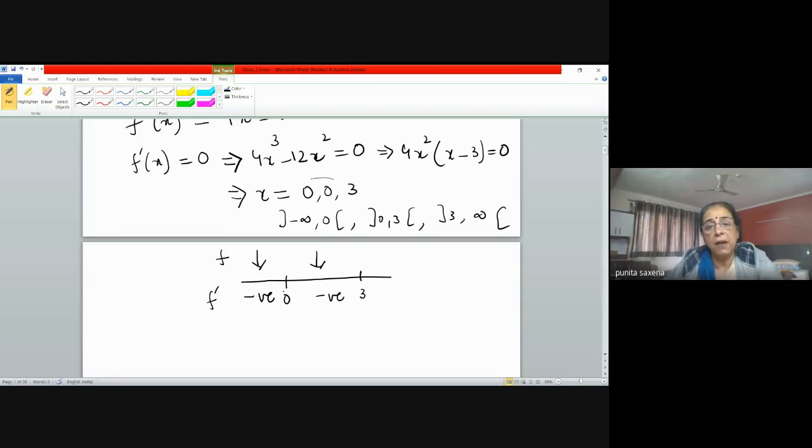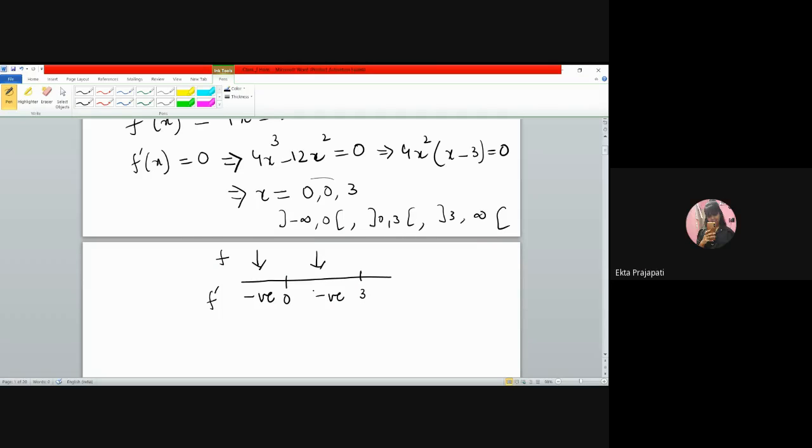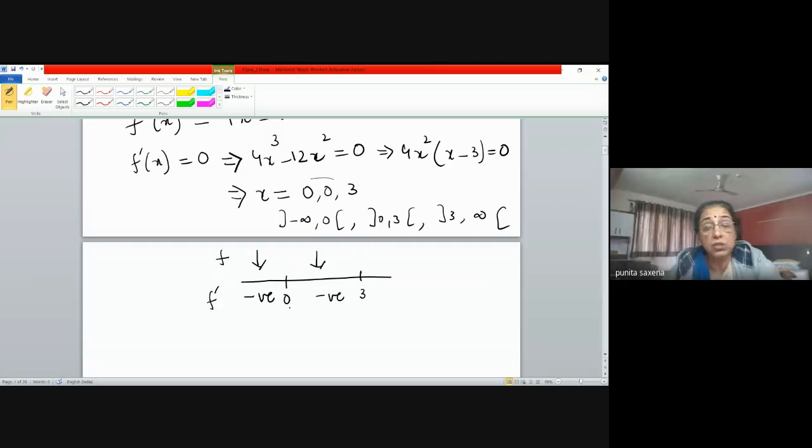That means while passing through x equal to 0, the derivative has not changed its sign. So 0 is neither a point of maxima nor a point of minima because the derivative has not changed its sign. Though the derivative vanishes at x equal to 0, it fails to be a point of maxima or minima.